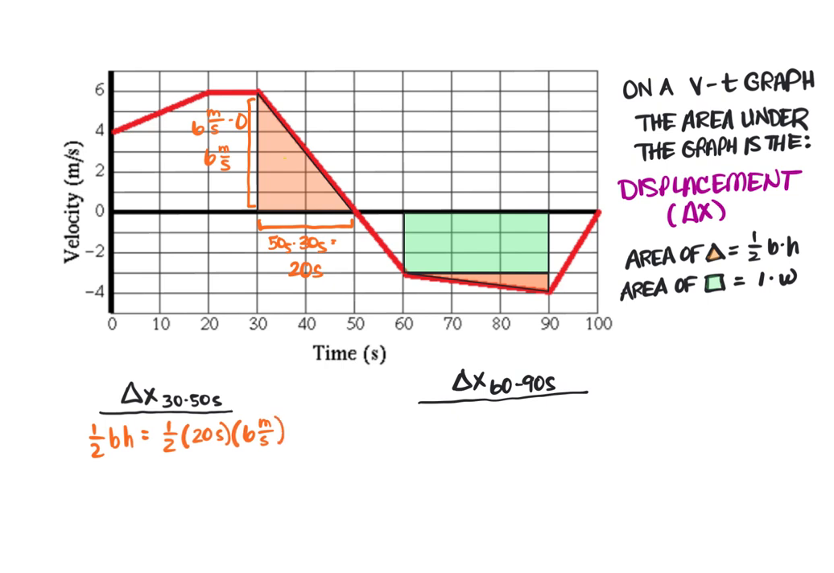And that is going to equal delta x. So that's going to equal 1/2 of 20 times 6 is 120. And my units are the meters per second times the second. That second will divide to 1, and I'm left with 1/2 times 120 meters. And that is just 60 meters. Delta x.